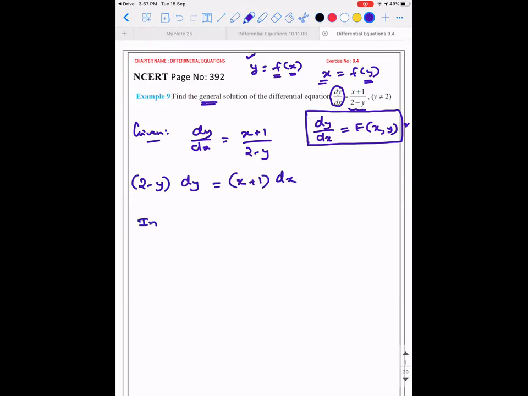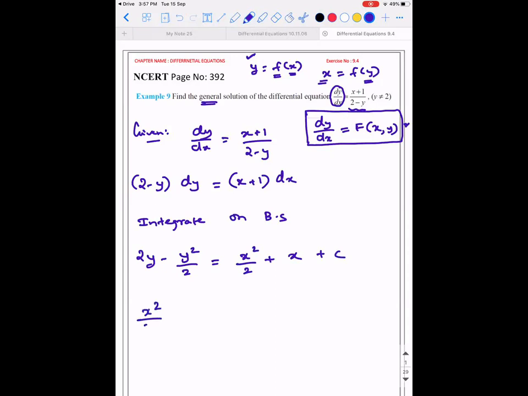So what is it we need to do? We need to integrate on both sides. So when you integrate on both sides, you get 2y minus y square by 2 is equal to x square by 2 plus x plus c. I hope it is clear.